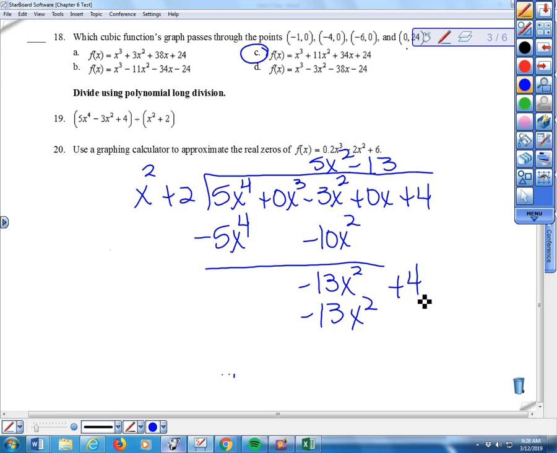Negative 13 times 2 is negative. It's not less, it's the same. X squared can go into 13x squared. If it was x, that's true. Yep. 2 times negative 13 is negative 26, which is positive 26. So my remainder is 30. So my answer is 5x squared minus 13 plus 30 over x squared plus 2.